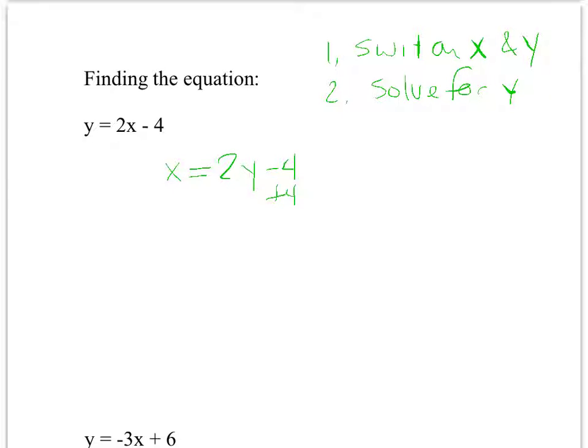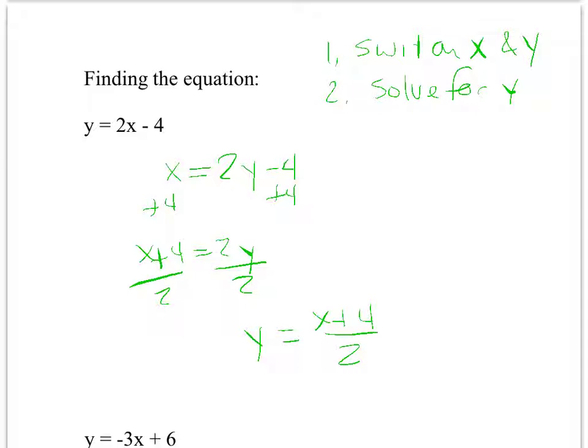So I'll add 4 to both sides. x plus 4 equals 2y. And then we divide by 2 on both sides. And so now my inverse is y equals x plus 4 over 2. Do not cancel the 2 and the 4 because x doesn't have a 2 on it. We can't cancel them. All right, and this would be my inverse.